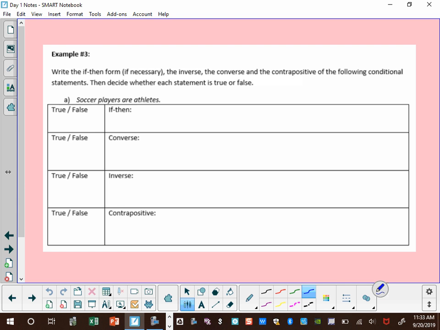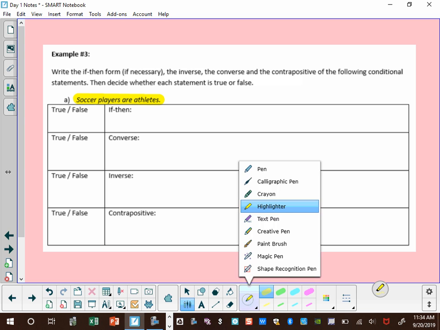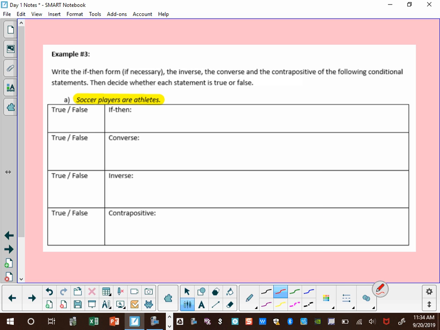I think today's lesson makes it all make sense a little bit more for you guys. All right, let's look at what it says. Your statement says soccer players are athletes. Yes, they are. Based on this statement, Sam, what is it about? Soccer players. So that is going to be my hypothesis. I want you to write the letter P on top of that.